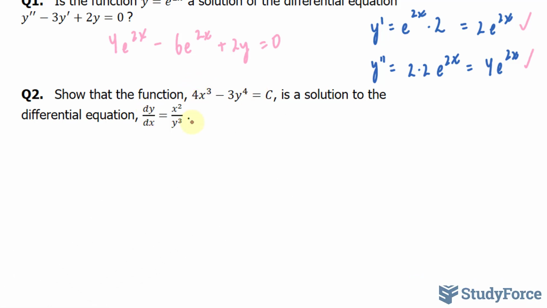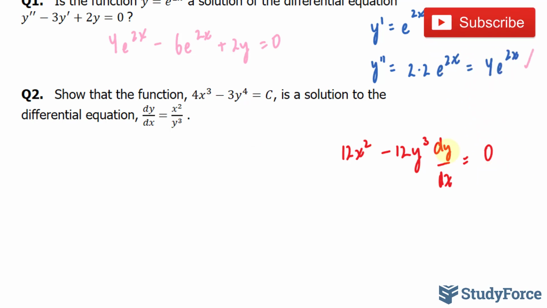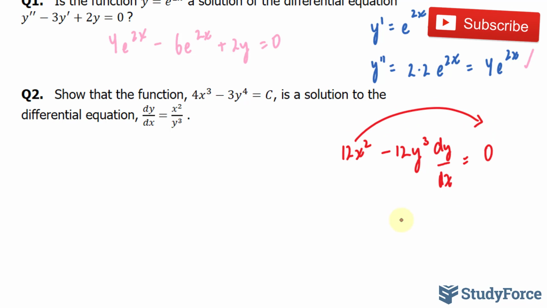Taking the derivative of this term gives me 12x to the power of 2, and the derivative with respect to x for this term gives me negative 12, because 3 times 4 is 12, y to the power of 3 dy over dx is equal to, and the c, which represents the arbitrary constant, becomes 0. Next, I'll solve for dy over dx, and that's not hard to do. I'll take this term over to the other side and then divide both sides by negative 12.